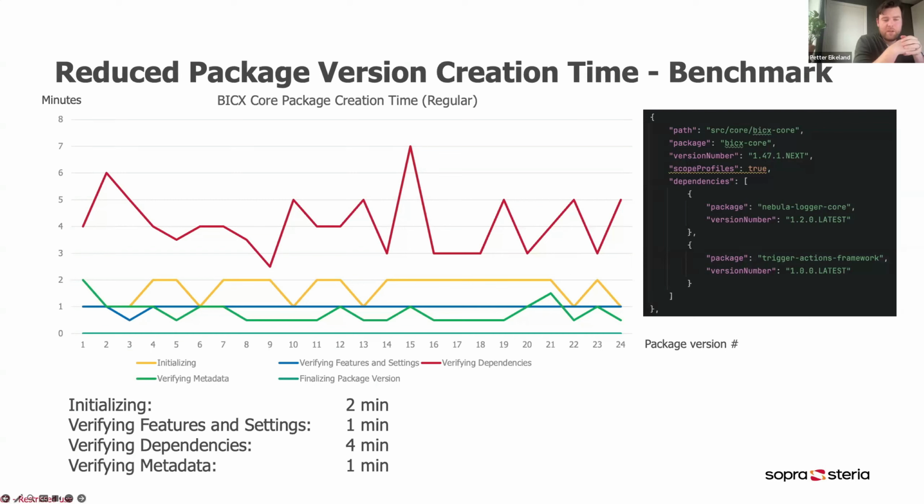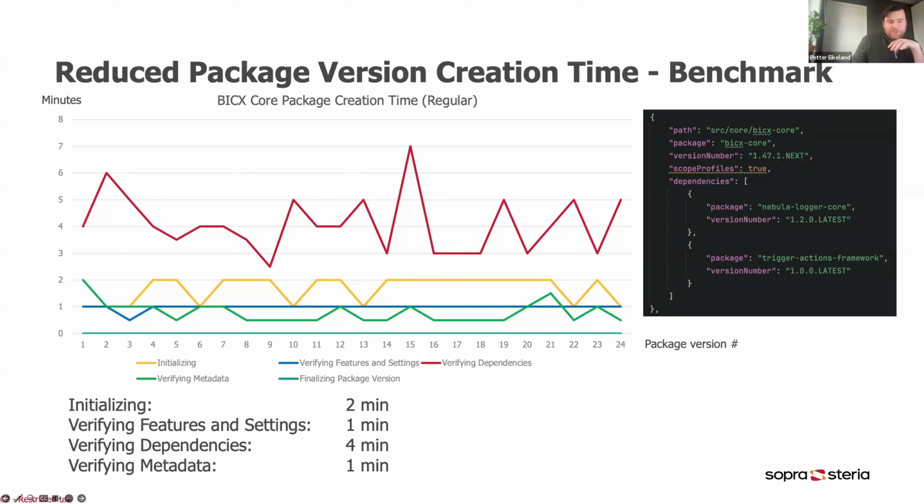As we can see, the step that takes the most time is verifying dependencies, in red. The initializing in yellow here takes around 2 minutes, not that much time to provision the build org from Salesforce, and then enabling the features and settings. Then installing the dependencies takes 4 minutes on average, and then verifying the metadata, that's both deploying and running the tests. So on average it takes around 7.5 to 8 minutes to get a successful package version back.